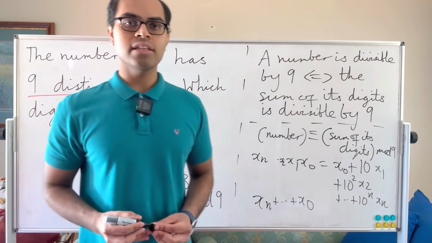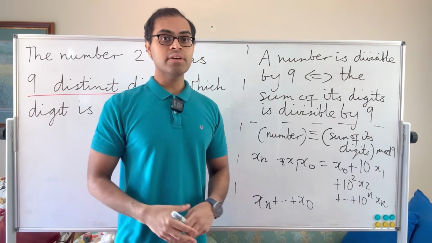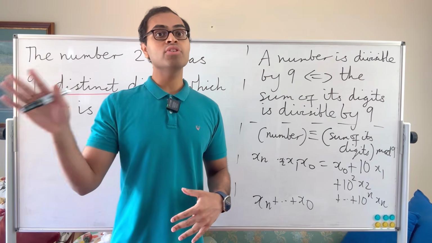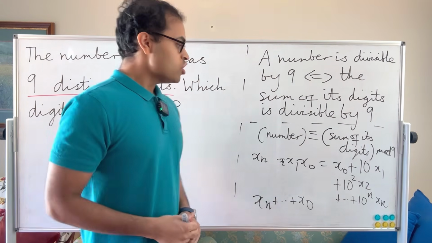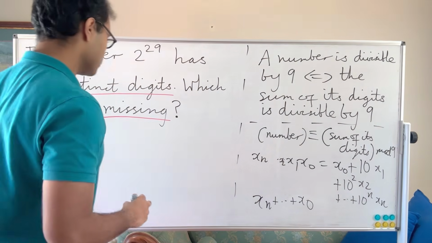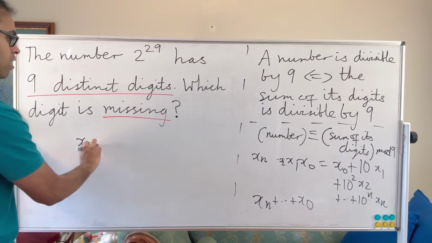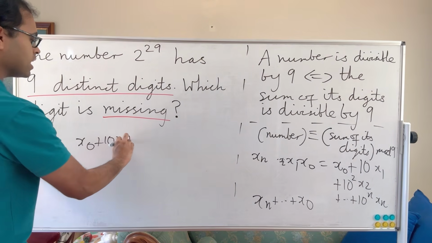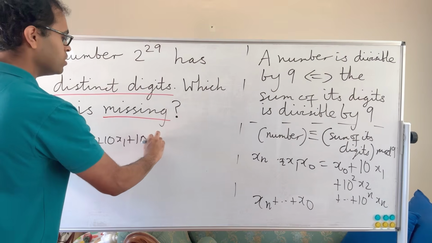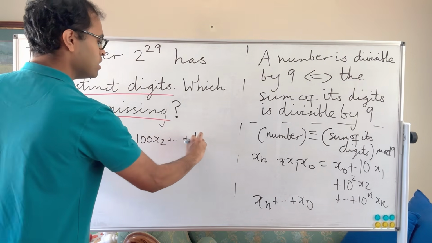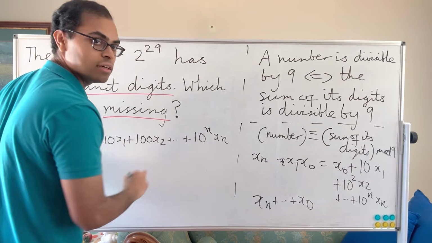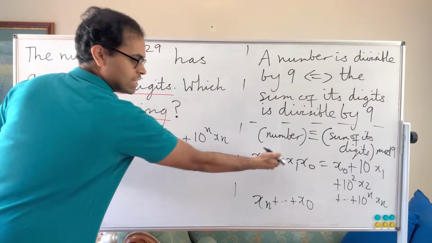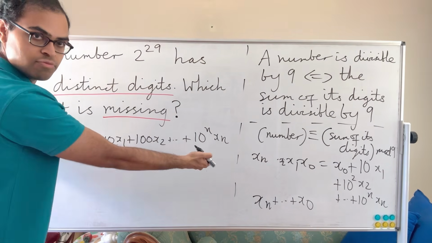How are we going to do that? It's so beautiful. To show that two numbers have the same remainder when you divide by 9, you have to show their difference is divisible by 9. So what is the difference between these two numbers? The original number we saw is x0 plus 10x1 plus 100x2 plus dot dot dot all the way up to 10 to the power n xn. That's the actual expression for the number.